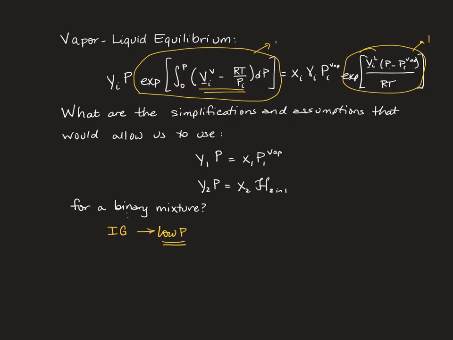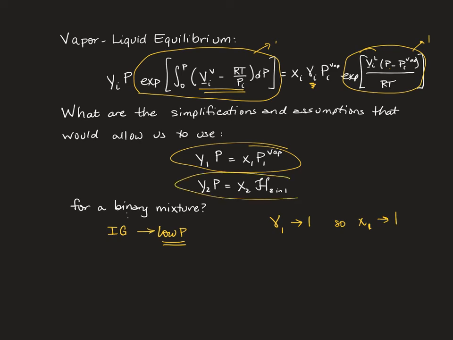Now, we need to get rid of the gamma. Let's focus on component 1 first. What I know about gamma, I would like that to go to 1. And when that happens is when I am nearly pure. So I am assuming that x for component 1 is nearly 1. And so that has equation 1 finished for me.